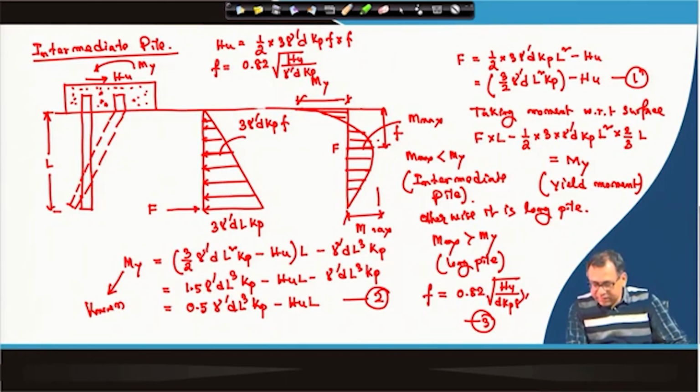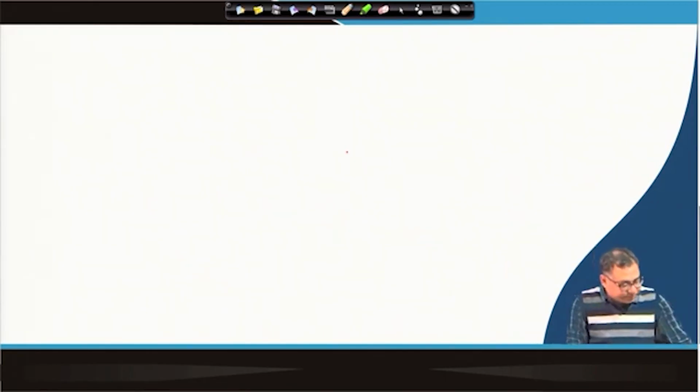So, by using these equations I can determine, because once I get the H u by equation 2, I can put this H u in equation 3, and I will get the f. Now, once I know the f, with respect to this f point I can calculate the M max, and then I will check whether it is less than M y or not. If it is less than M y, then fine, it is an intermediate pile, otherwise it is a long pile. So, now I will go to the long pile case.